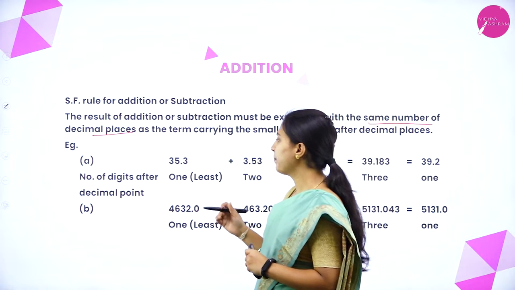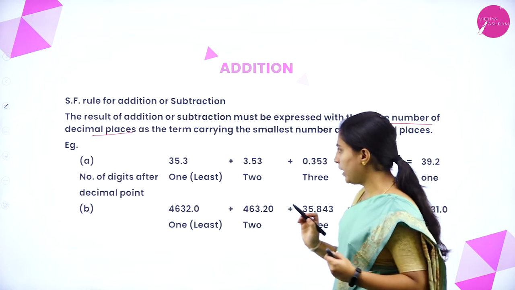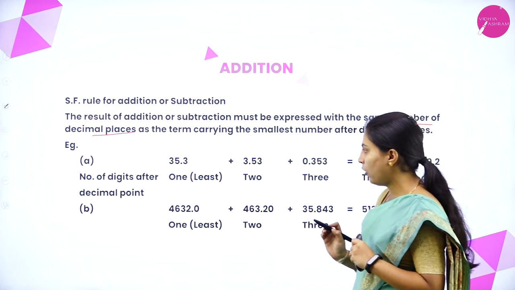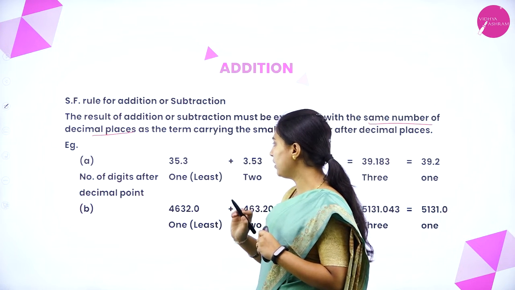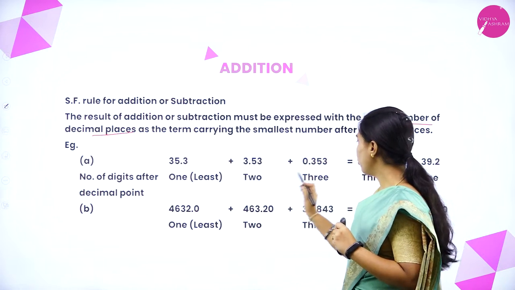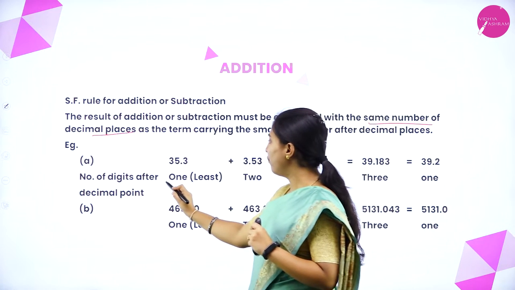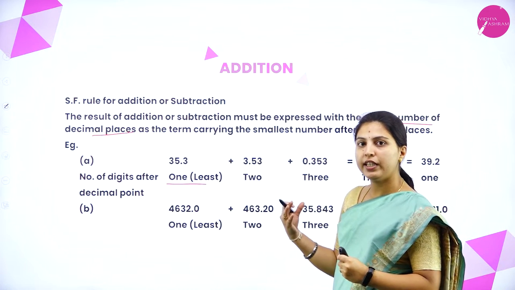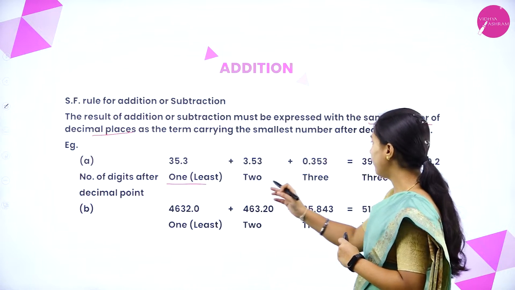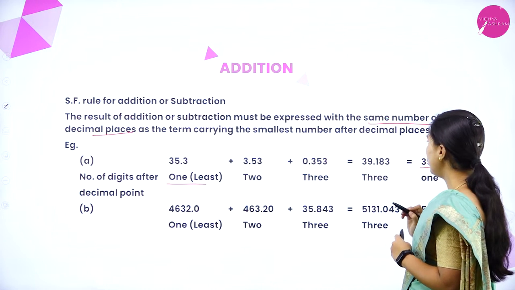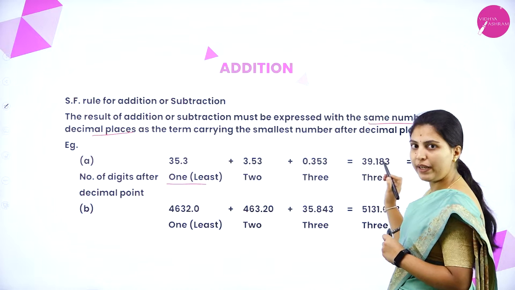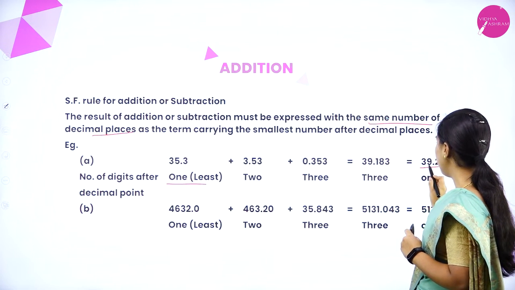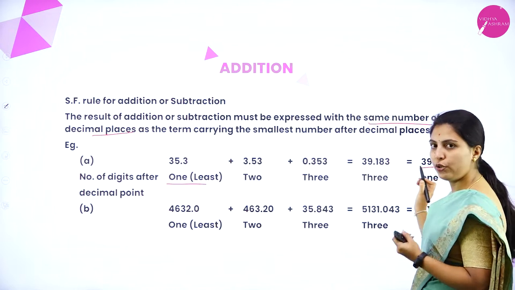You will understand here. See, 35.3, 3.53, 0.353, you should add. How many significant decimal places here? Only one. It is the least. Here 2, 3. You have to consider where the least decimal place is present. That you should convert it into your solution. Okay, after adding this, you will get 39.183. You should convert it into one decimal place. So, 39.2. Why 39.2 means?